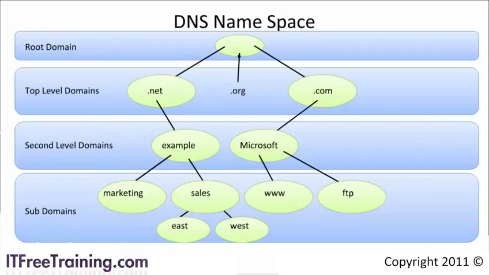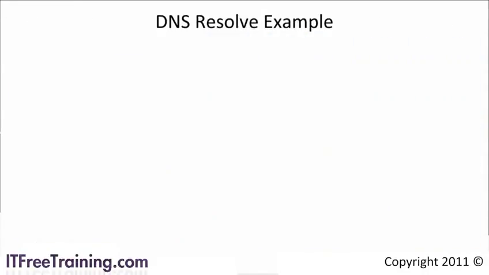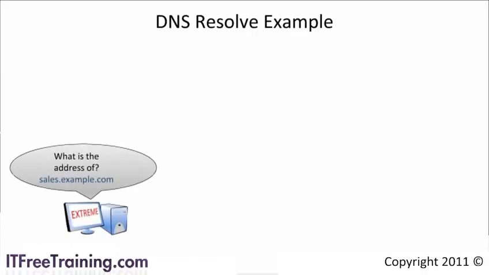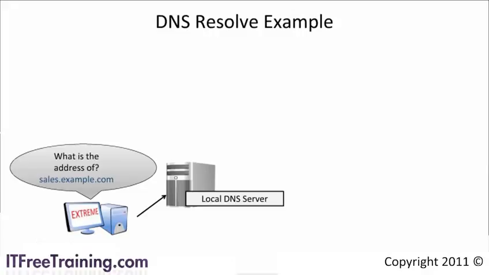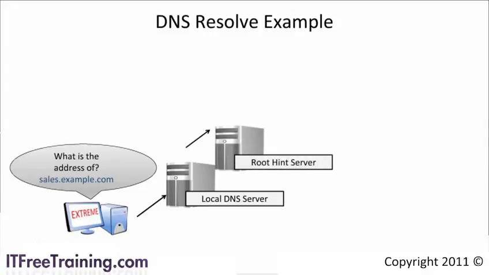As you can see, the DNS name system gives you a hierarchical base system of domain names and also allows the namespace to be spread out over many servers, providing expandability and redundancy. To better understand the name resolution process, consider this example. A client computer wants to resolve sales.example.com. It first contacts its local DNS server. The local DNS server sends a query to the root hint server. The root hint server responds back to the local DNS server with the IP address of a top-level domain server.